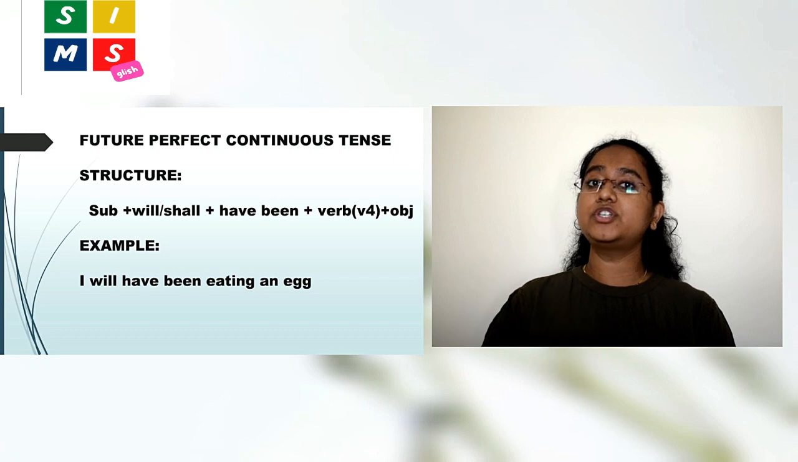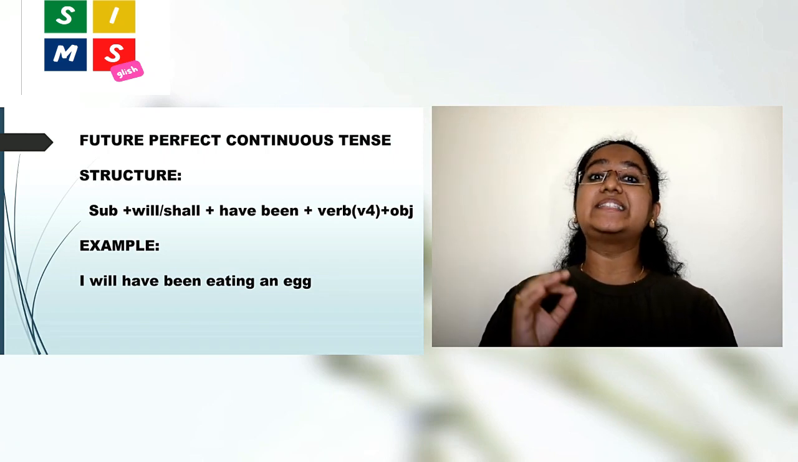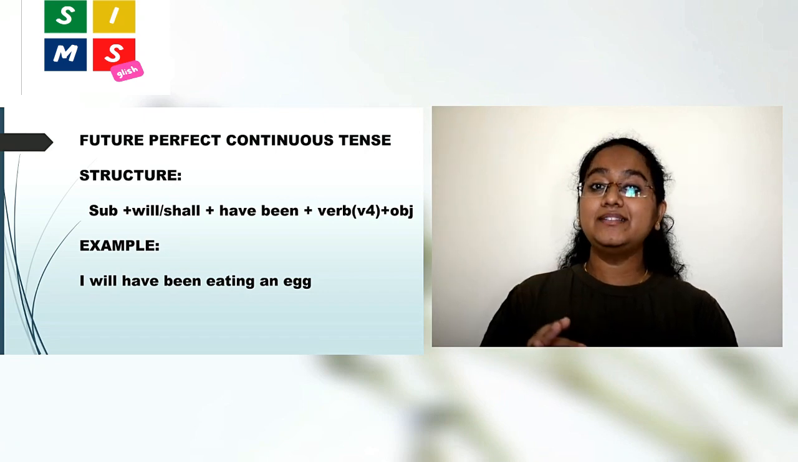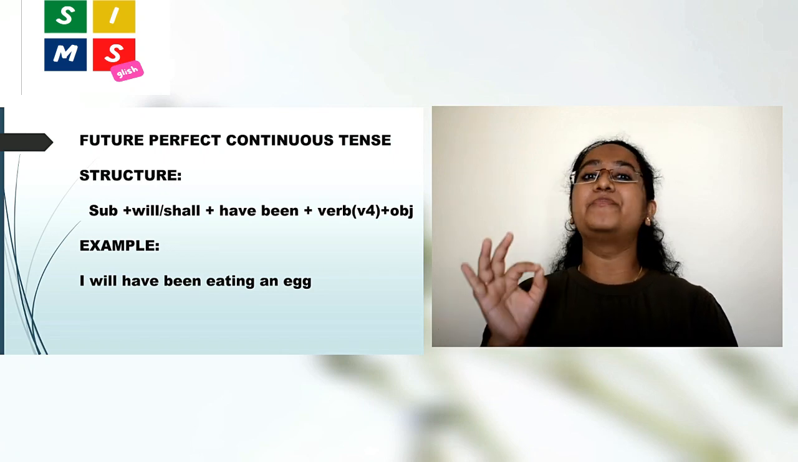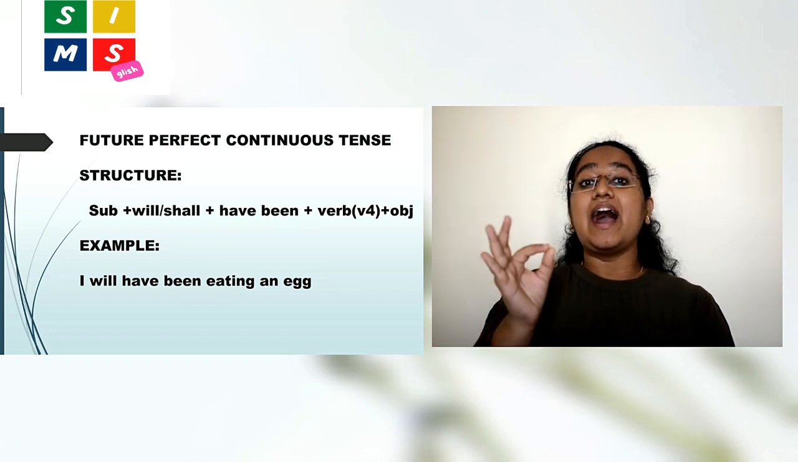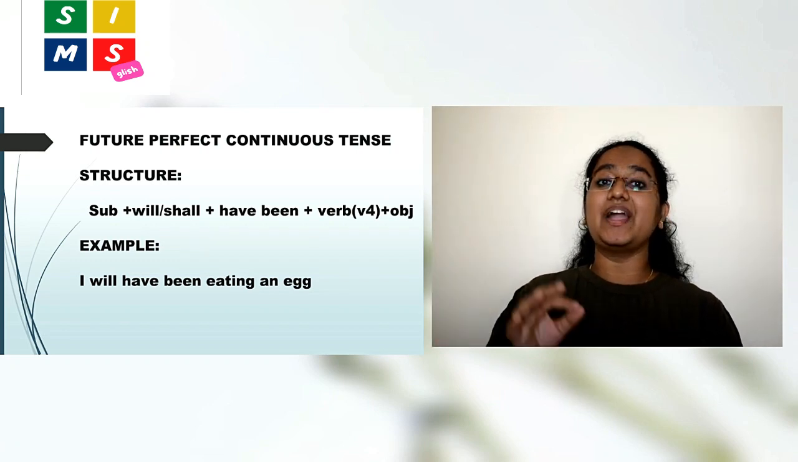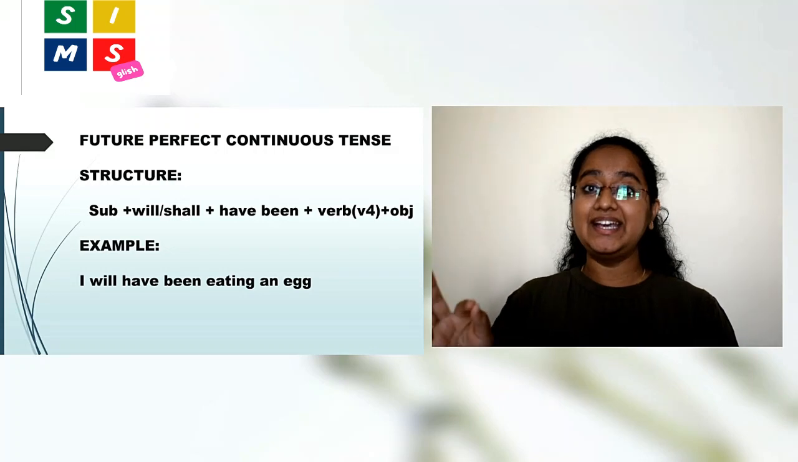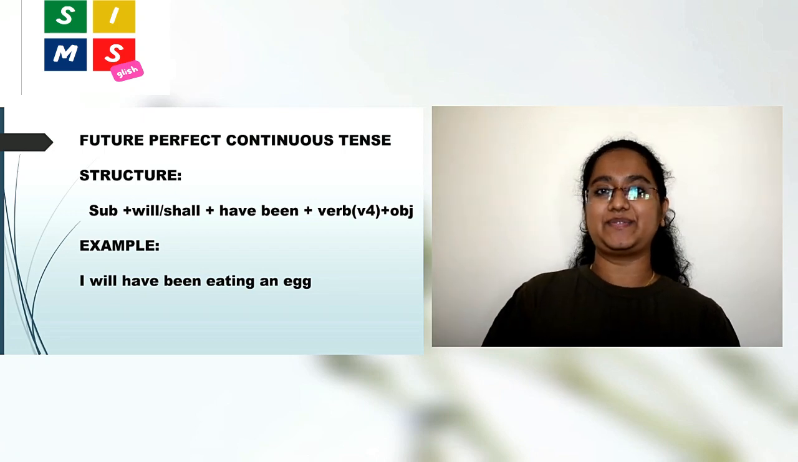Now we will move on to the last tense in the future. That is future perfect continuous tense. And the structure in future perfect continuous tense is subject plus will or shall have been plus verb 4 plus object. And here the example can be written as I will have been eating an egg. And this is future perfect continuous tense.